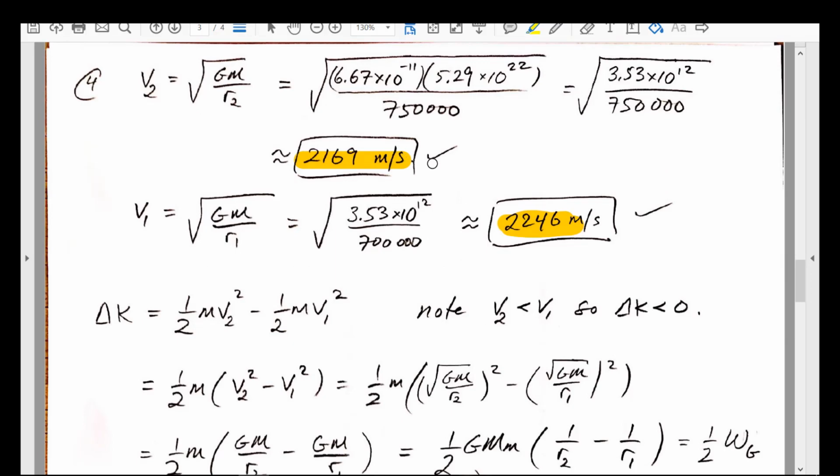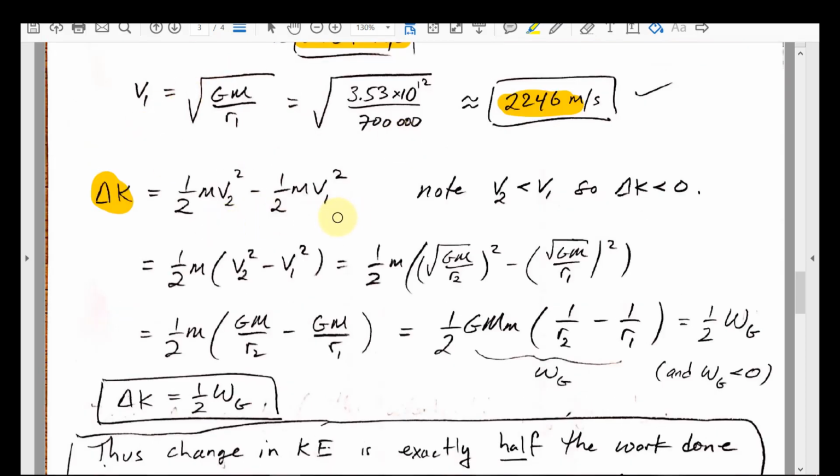So we'd already calculated that the velocity at the higher altitude was slower, and at the lower altitude, it's faster. And really, it is the definition of kinetic energy that I'm using here to find the change in the kinetic energy.